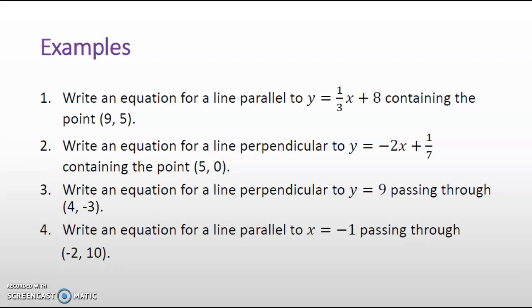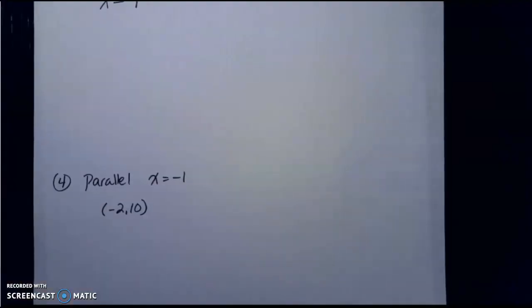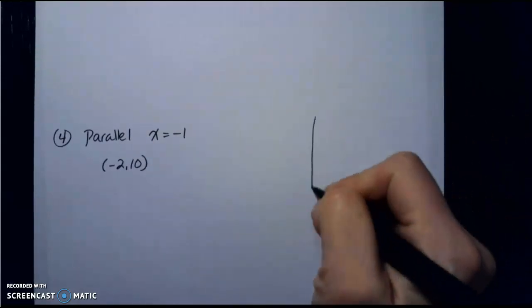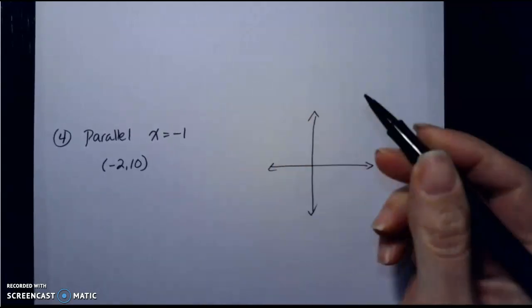In the last example, we're writing an equation for a line parallel to x equals -1, passing through the point (-2, 10). So once again, whenever you're working with vertical and horizontal lines, just draw a sketch to help you figure it out. Maybe you could avoid some work if you just think about a sketch. I want to be parallel to a vertical line. Well, if I'm parallel to a vertical line, then I'm writing the equation for another vertical line. Let me just draw a sketch of what's happening here.